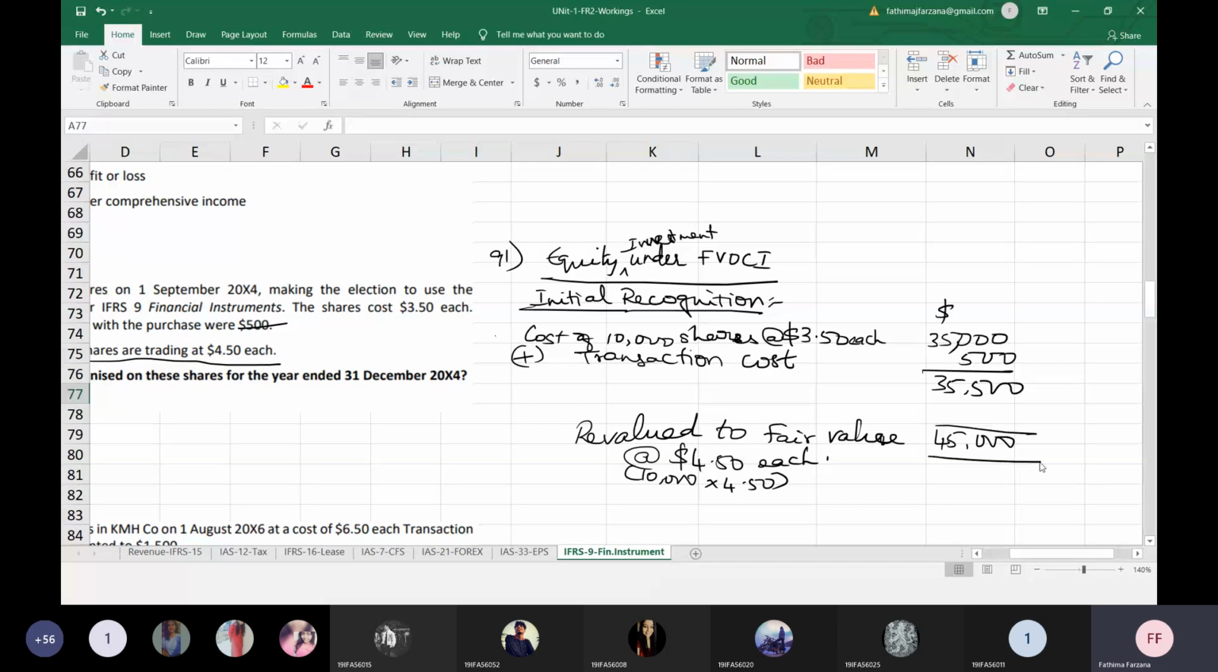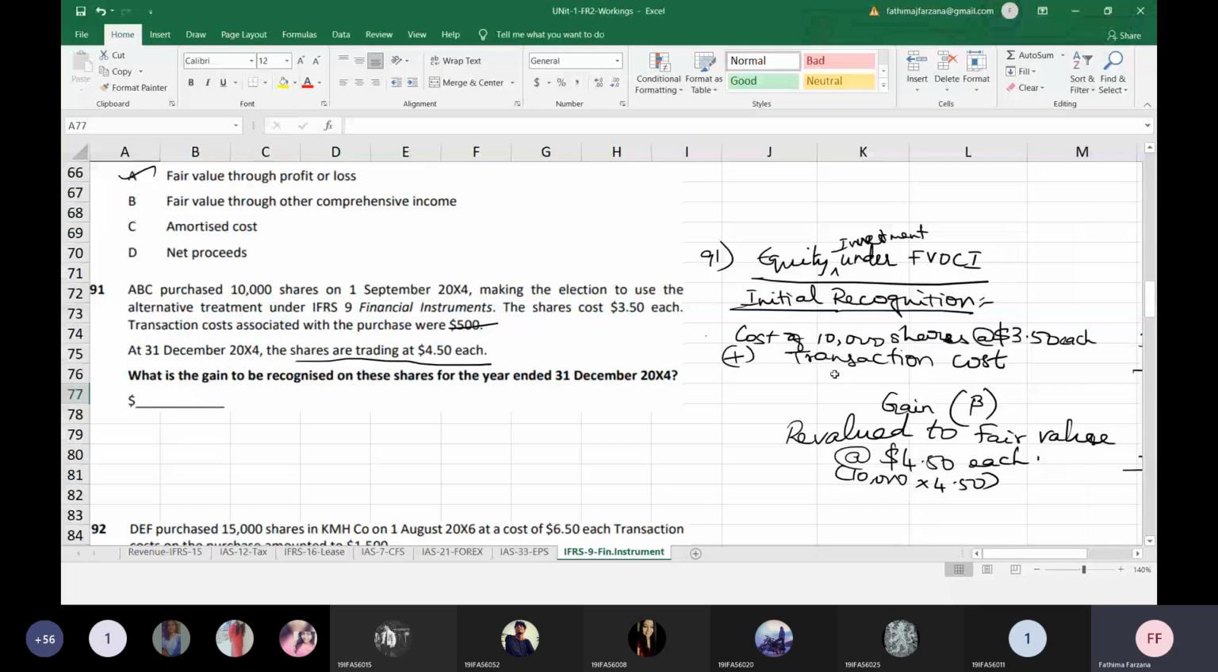So what is the difference? What is it called? 9,500 is called as what? Gain. Where will it be taken? OCI. Fine. So let us see what is asked here. They are just asking what is the gain to be recognized. It is $9,500.